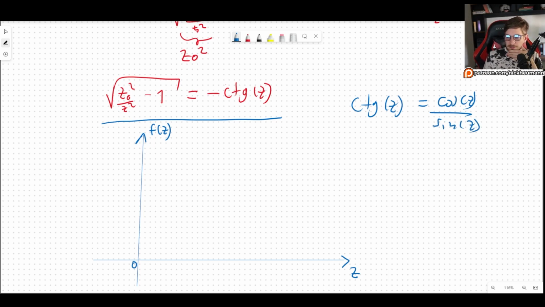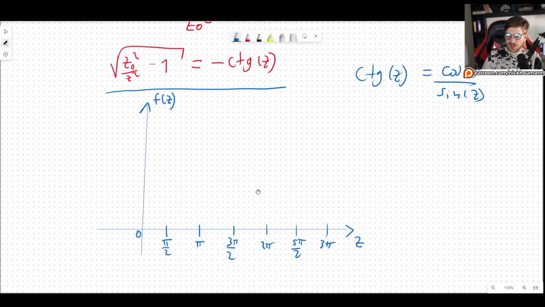Okay, so that means that if we are right here, let's go for some important points. So pi over 2, pi, of course, this is simply a sketch. 3 pi over 2, then we have 2 pi, 5 pi over 2, and 3 pi. Okay, so at 0, cosine is 1, sine is 0, so it blows up. So we begin at either infinity or minus infinity. Because cosine is positive, we're going to be dealing with positive infinity.